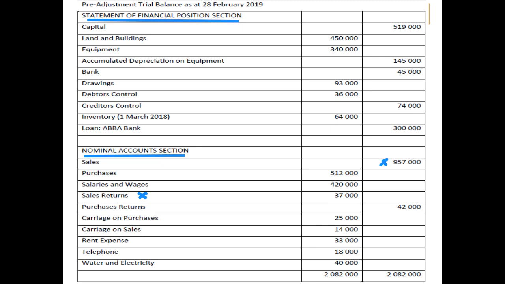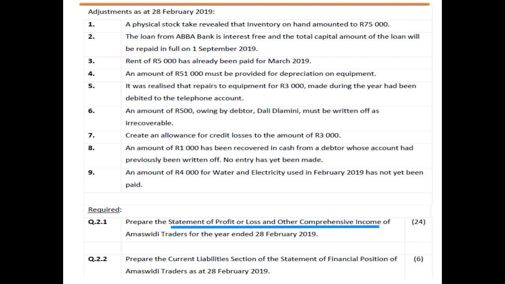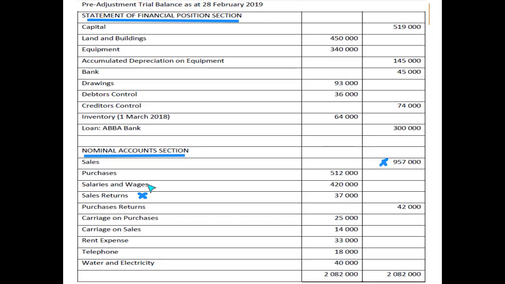Okay, which is this one. How much is it? The purchases? 420,000. No, it's not 420. Double check. 420 are salaries. Oh yeah, it's 512,000.